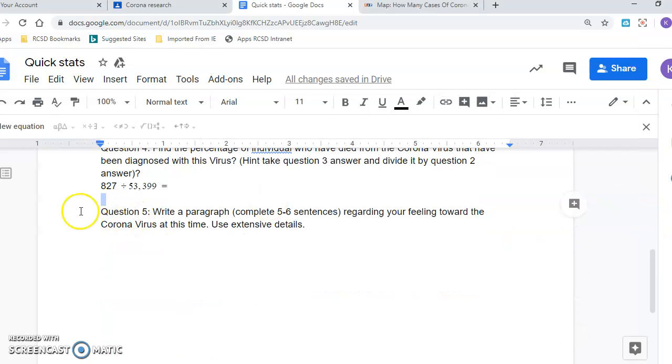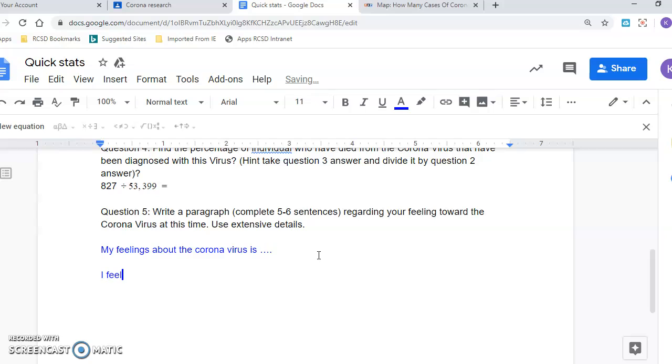Okay, and question 5, write a paragraph. Complete 5 to 6 sentences regarding your feeling toward the coronavirus at this time. Use extensive details. I'm going to give you some sentence starters, but again, this is on your own. So I could start with my feelings about the coronavirus is blank, blank, blank. Finish that sentence.